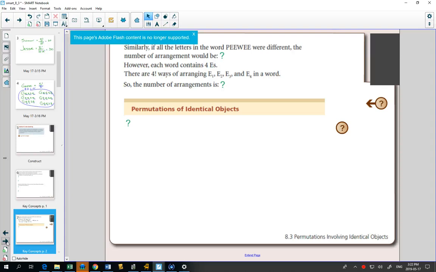There's Pee-wee, 4 e's. That would be 6 factorial over 4 factorial. And we get to permutations with identical objects. If you have identical objects, you have to divide out the identical permutations. So it just becomes n factorial over r factorial. Or if you have even more letters, you would have more of them. So the question we now have to add is: are there identical objects in our question?